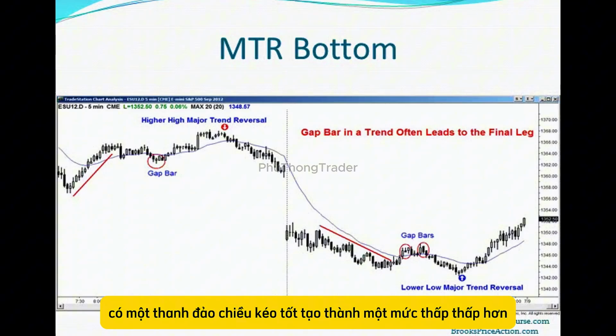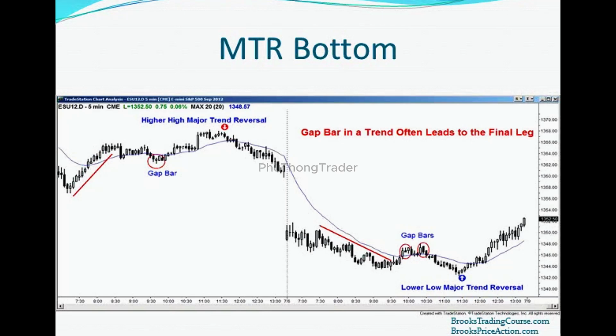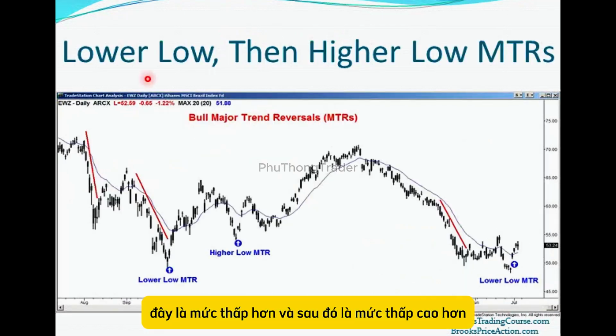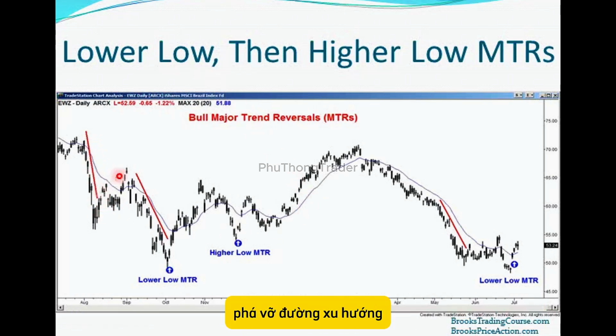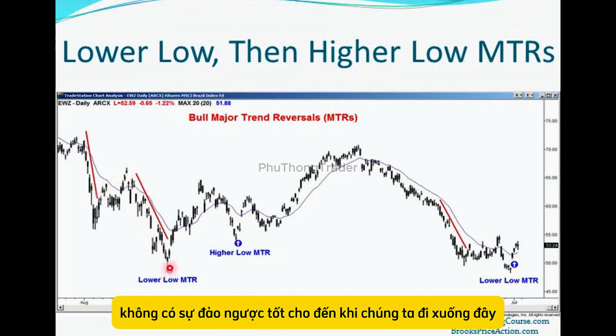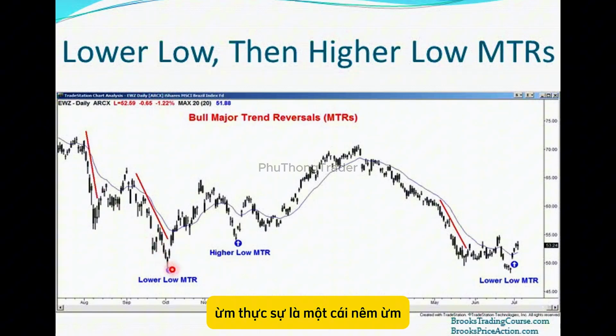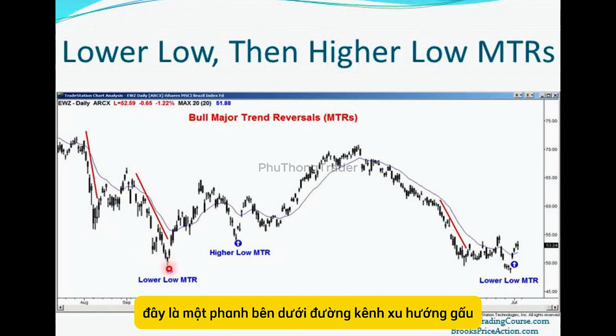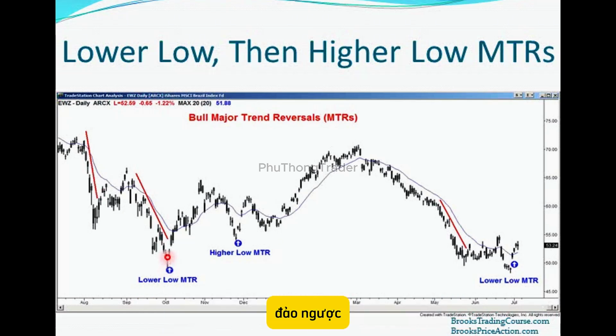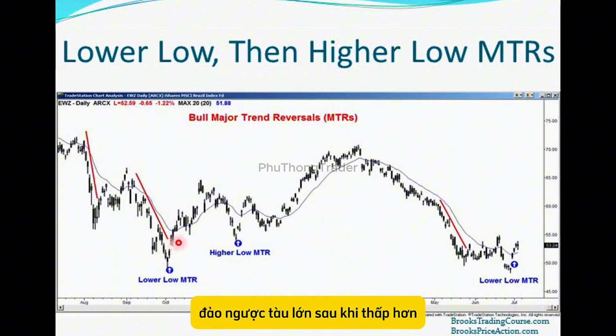And then at the bottom, there's a decent bull reversal bar forming a lower low major trend reversal. Here's a lower low and then a higher low major trend reversal. We get a bear trend, breaks the trend line, no good reversal until we get all the way down here. It's actually a wedge lower low, 3 pushes down, 1, 2, 3, and a decent reversal bar, especially after a potential final flag. Also a wedge bottom using this low, 1, 2, 3. If you use this low, this is a break below the bear trend channel line and a reversal up. So it's a decent lower low major trend reversal.